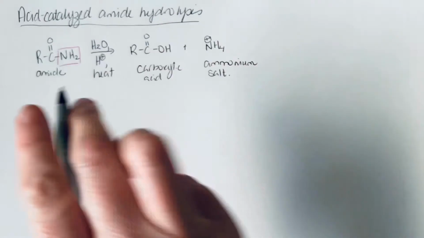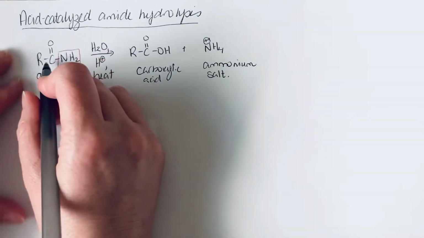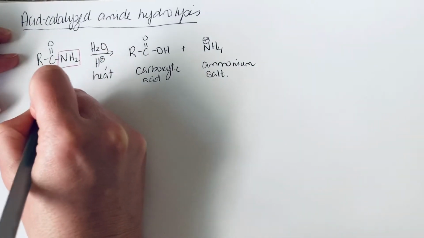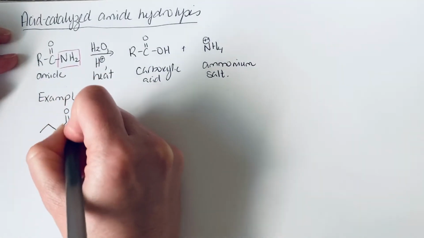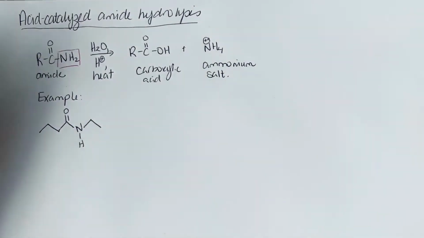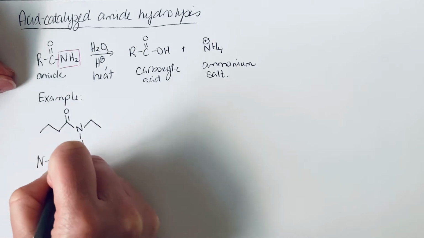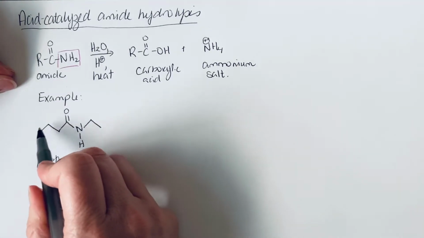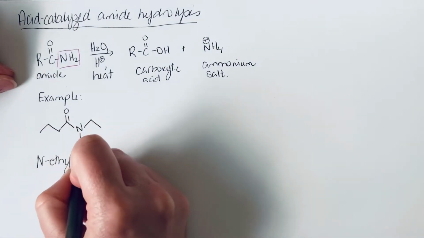So predicting the product is fairly straightforward. The mechanism is not unstraightforward, but it is long, like all of our acid-catalyzed mechanisms. So let's look at a specific example. Let's start adding some groups to this amide instead of just saying R. Let's say we have a 4-carbon amide, and let's throw a group on that. If we wanted to name this, on the nitrogen we have an ethyl group, so this is N-ethyl. And it's 1, 2, 3, 4 carbon atoms. If it was a carboxylic acid, it would be butanoic acid, and since it's an amide, it's butanamide.